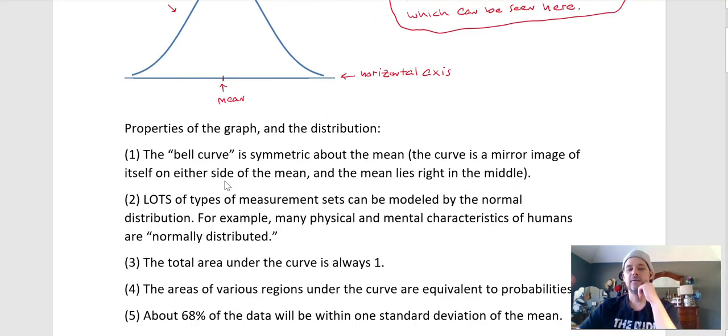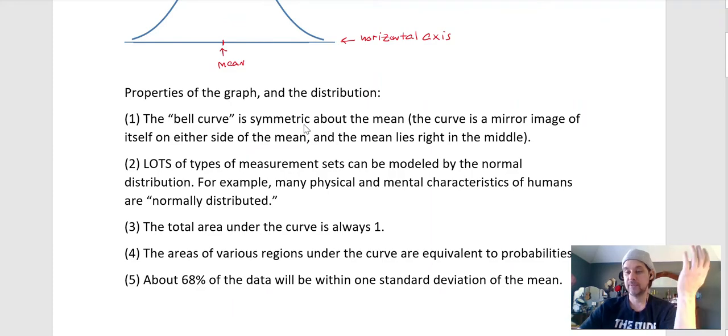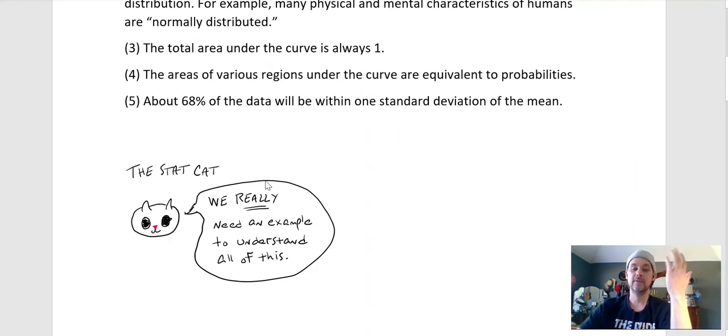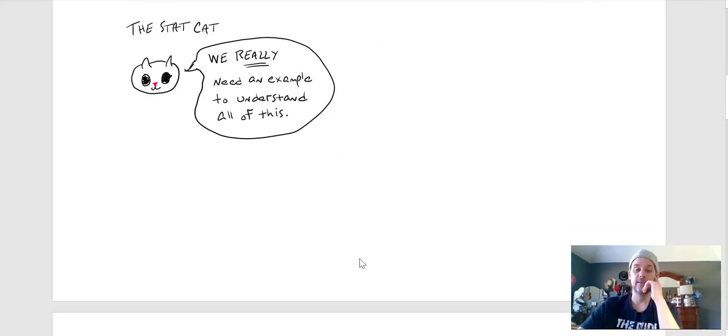All right. Okay, so there's some facts everybody should know about the normal distribution. I know that you don't really have any context for this yet because I haven't given you an example, but well, how about we do that? Like, what does the stat cat? This is just the kind of thing the stat cat would say. We really need an example to understand this. I would agree with that.